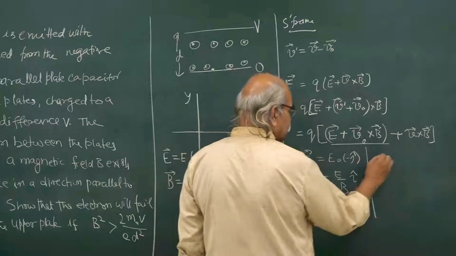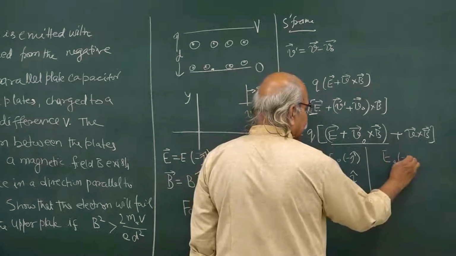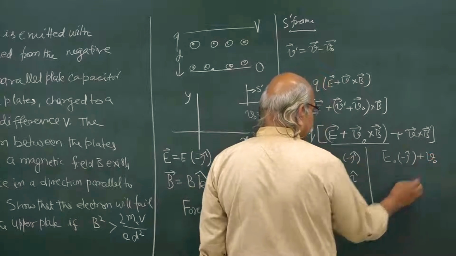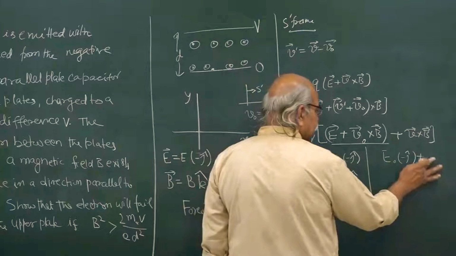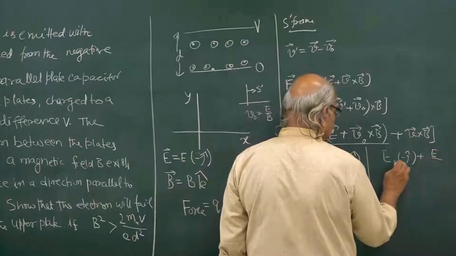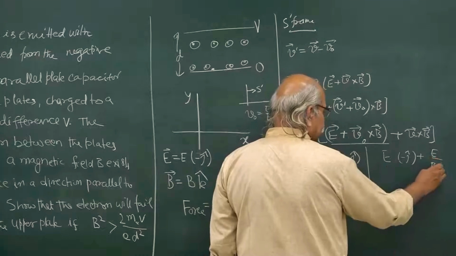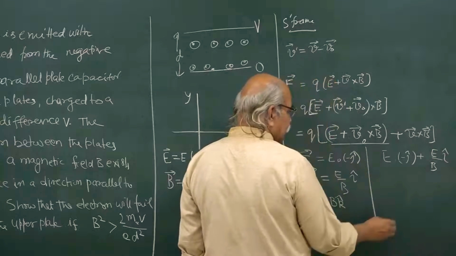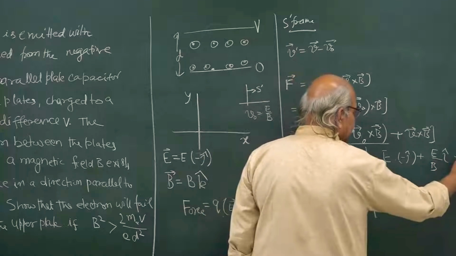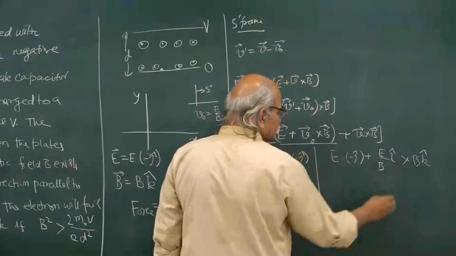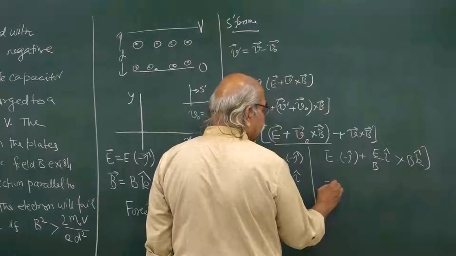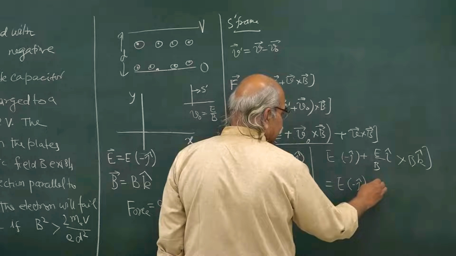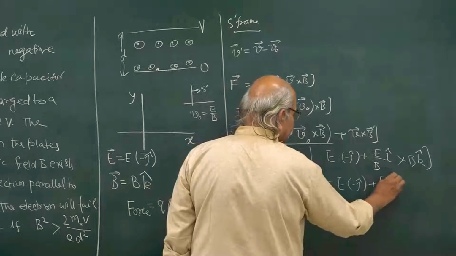What is this? This is E naught times minus j cap, and plus V naught is E by B. So, it is E by B here, and then i cap here, and cross product with B, so B and k cap. So, what we see is it is not cancelling, it is adding. This plus B cancels out and E, and then again minus j cap.